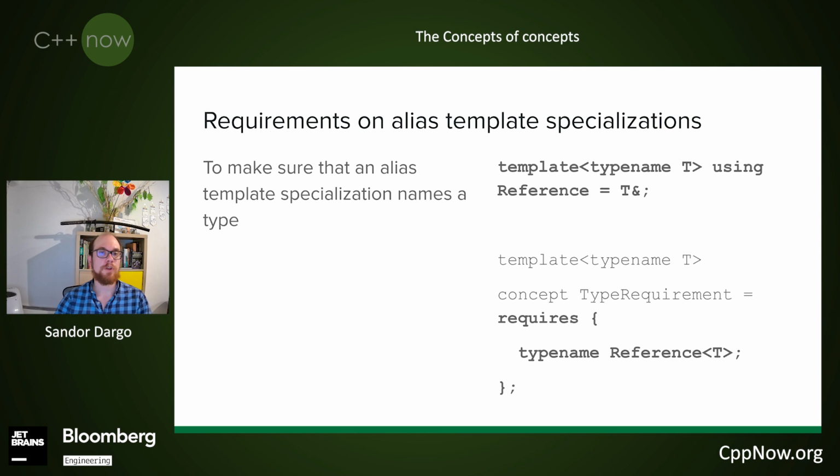Then we have this requirement on alias template specializations. So here we create an alias for reference, and I don't really have a good example for this one, but you can say that this reference<T>, so using this alias, must also name a template specialization.